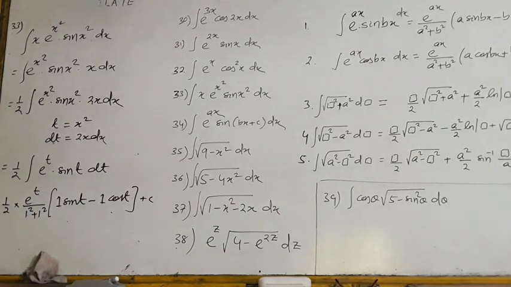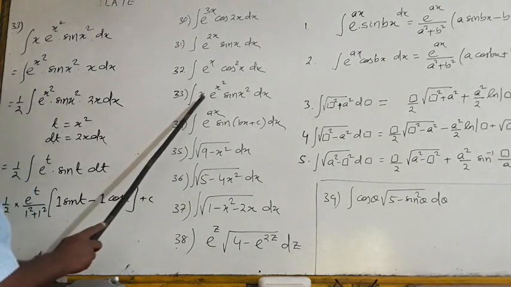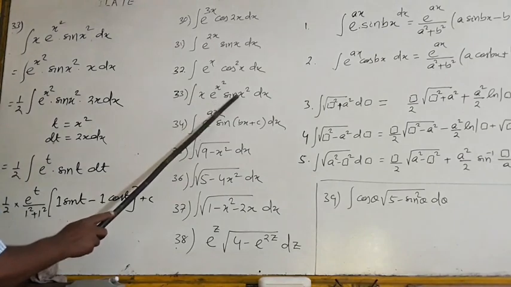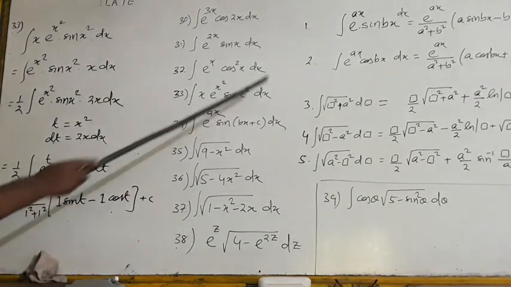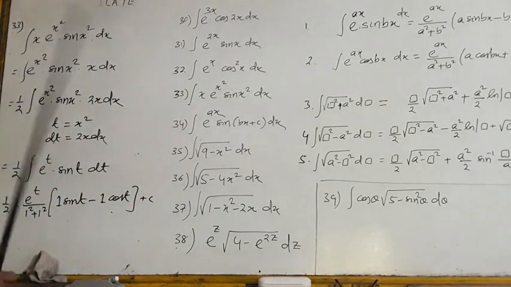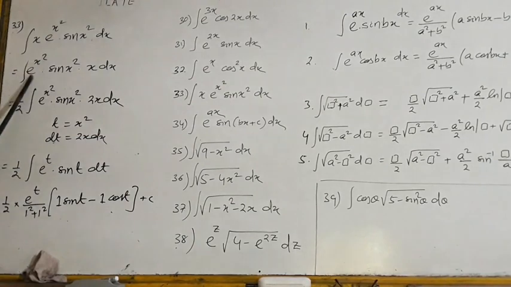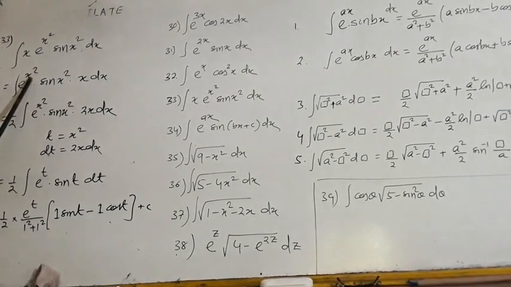Now look at number 33. It is x e to the power x square sin x square dx. For this problem, this formula is not coming directly. You have to arrange this as e to the power x square sin x square times x dx. Why? Because this x square creates the problem.